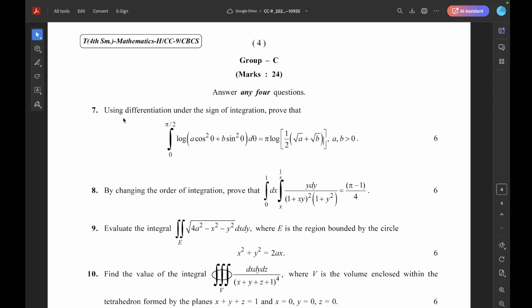Question 7. Using differentiation under the sign of integration, prove that the integration from 0 to pi by 2 of log(a cos square theta plus b sin square theta) d theta equals pi log of this, a, b greater than 0.